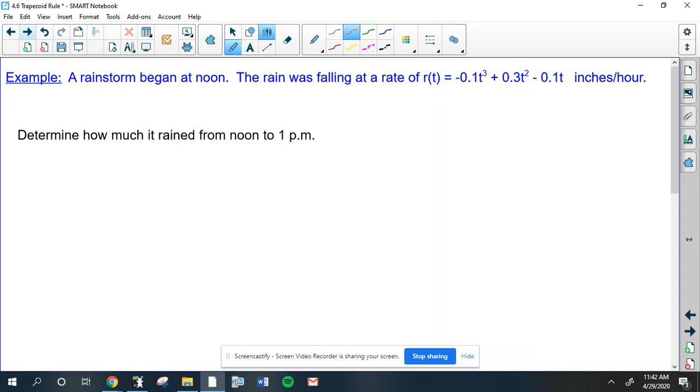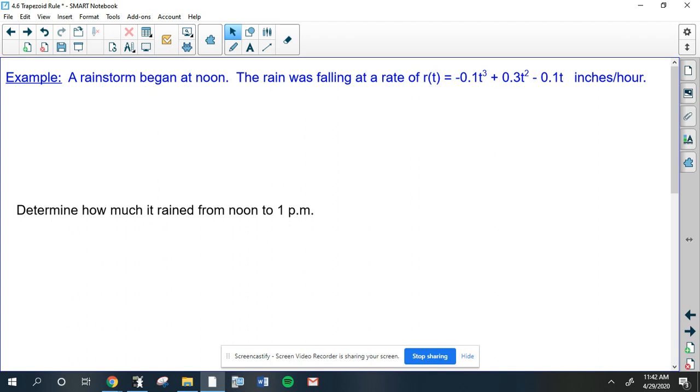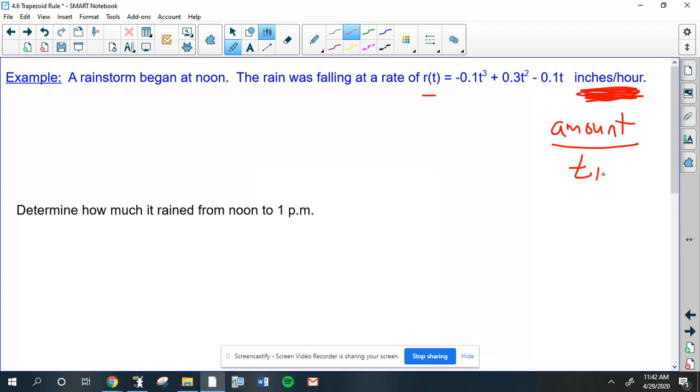So here's the situation. We have a rainstorm that began at noon, and the rain was falling at a rate of, R of t is the rate function, because it says it is, of negative 0.1 t cubed plus 0.3 t squared minus 0.1 t inches per hour. So that tells you right there that it's a rate. It's an amount or a quantity per time. Also, what tells you it's a rate is it tells you it's a rate.